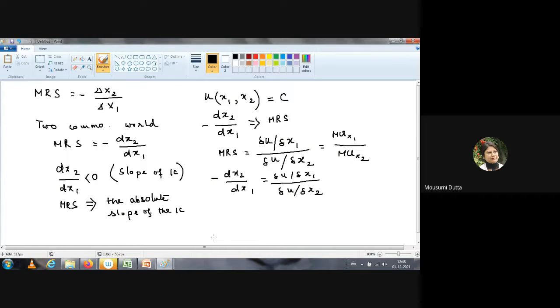Okay, so I'm talking about this, the slope of the indifference curve. It can be presented in this way. So does anyone have any question regarding the slope of the indifference curve, or how we can present the slope of the indifference curve? Any question? Okay, so one more thing we can do here.